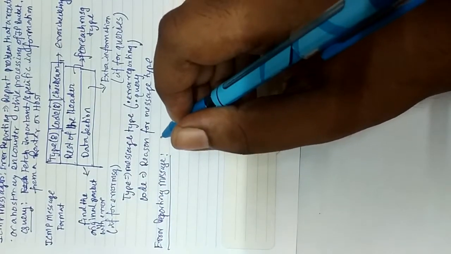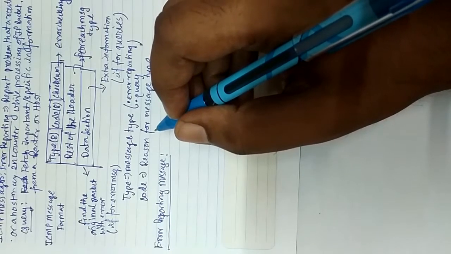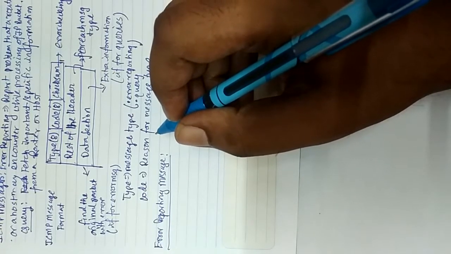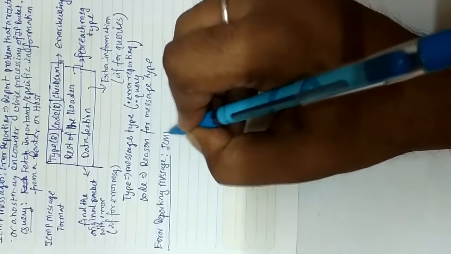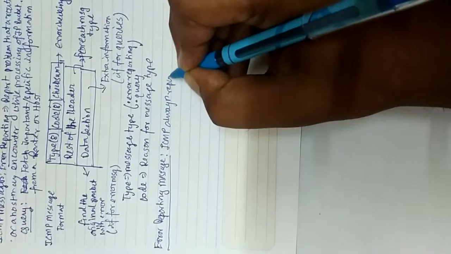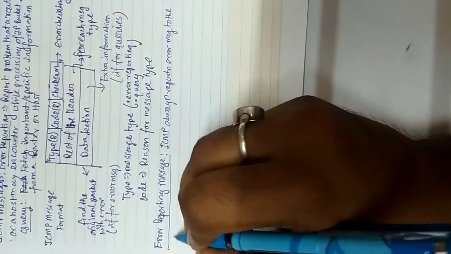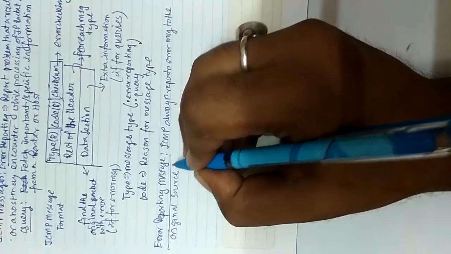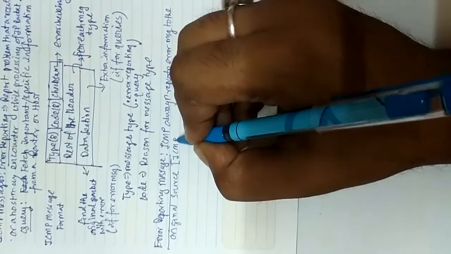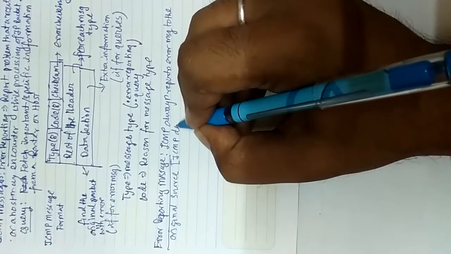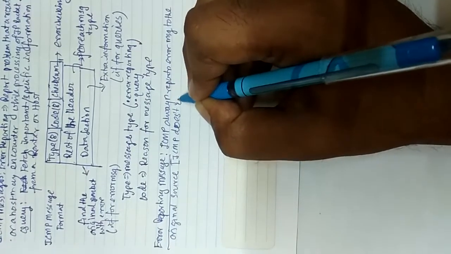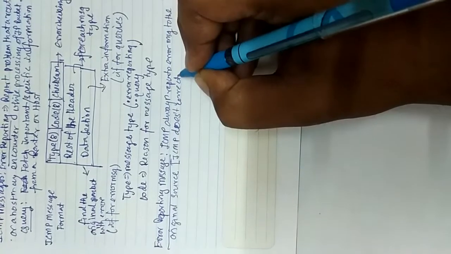So ICMP always reports error messages to the original source. But ICMP doesn't correct errors. So we can write that ICMP always reports error messages to the original source, and you have to keep in mind that ICMP doesn't correct errors.